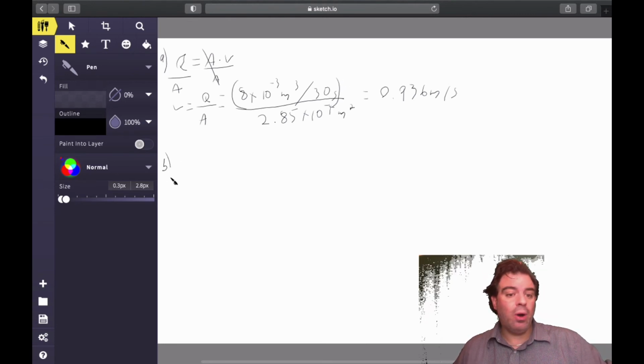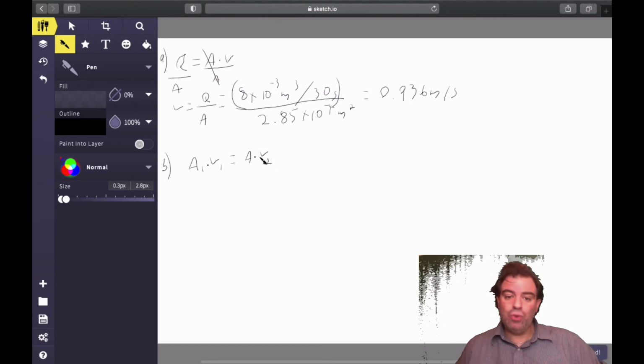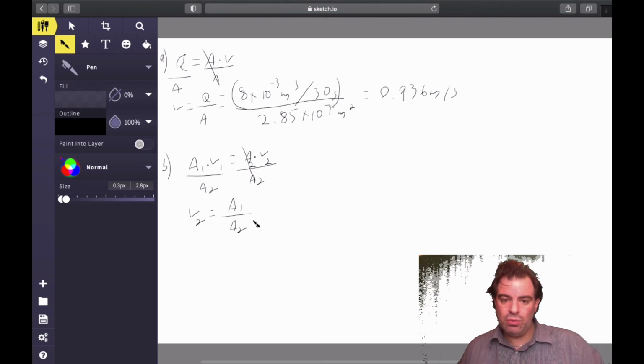Now for the second part, what do we have? Now we have a constriction. So what do we do now? We use the equation of continuity: area 1 times velocity 1 equals area 2 times velocity 2. And we're trying to find velocity 2. We divide both sides by area 2, so it crosses out here. So velocity 2 becomes area 1 divided by area 2 times velocity 1.